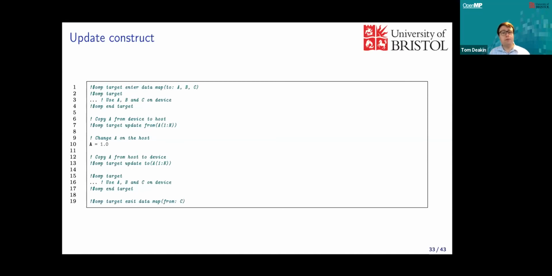So these update constructs are very useful in combination with the enter and exit data constructs. They enable us to initialize all the data on our device at the start of a run, run lots of kernels using the target regions, and then move data ad hoc and on demand between the host and the device as required for interoperability with other things, for example, a halo exchange routine using the update construct.